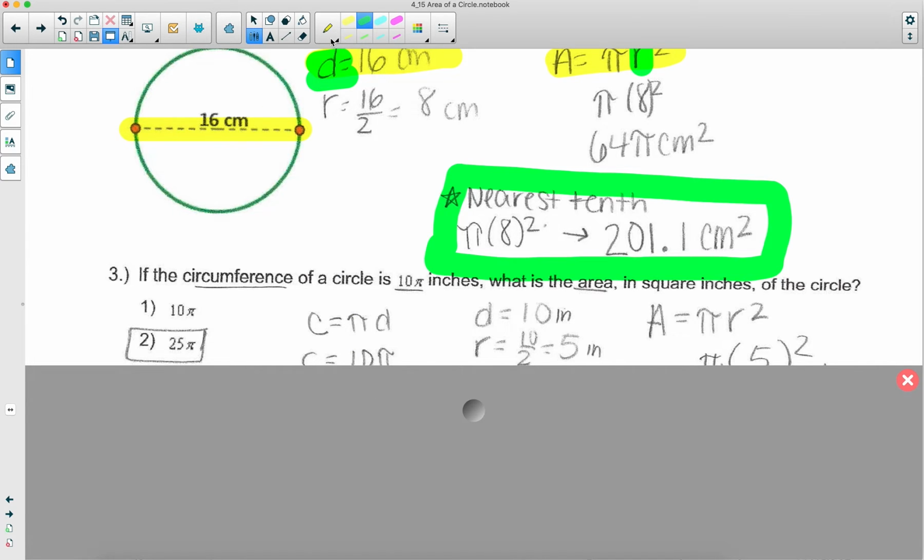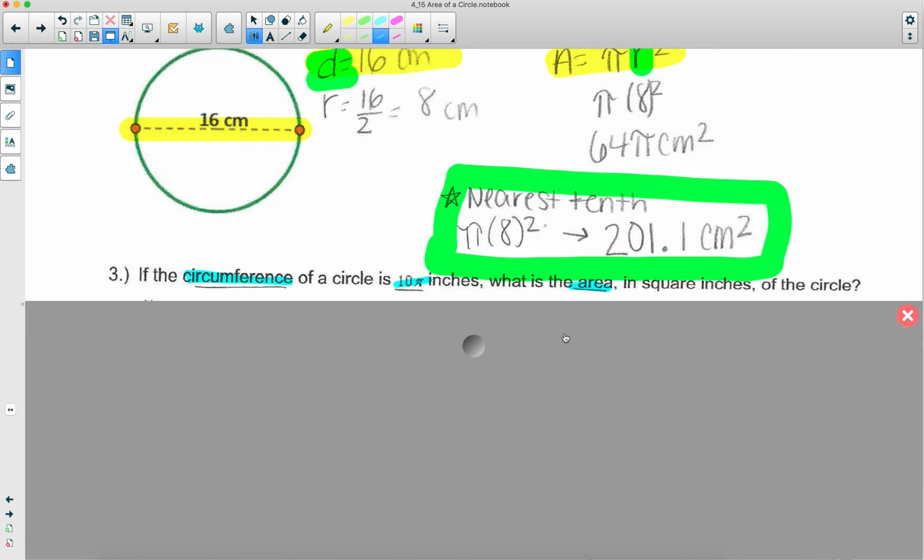Number 3, moving on, it says if the circumference of a circle is 10 pi, so again, notice what I'm underlining or highlighting here. Circumference is 10 pi. We have to find the area in square inches. So what I always like to do with this is say, okay, so circumference has 2 formulas. Area only has 1 formula, right? So circumference is 2 pi r or pi d. Area is pi r squared. So since area only has pi r squared, I want to pick the circumference formula that's going to help me find the area. So I have to pick the circumference formula that's going to use the radius.